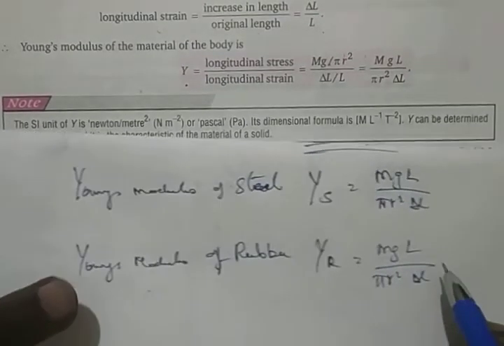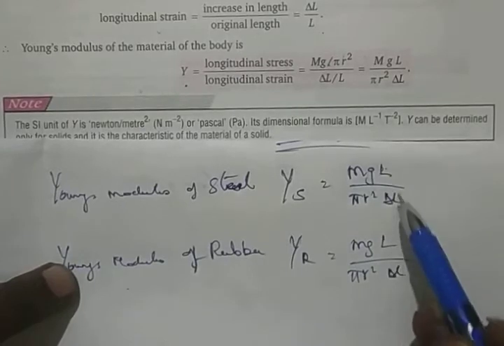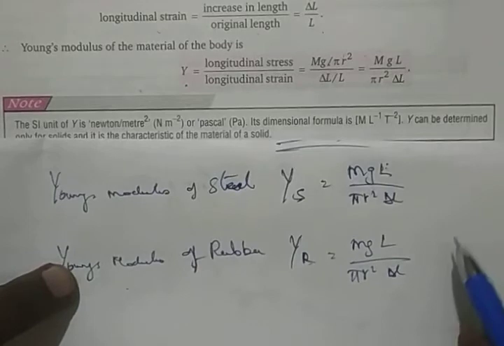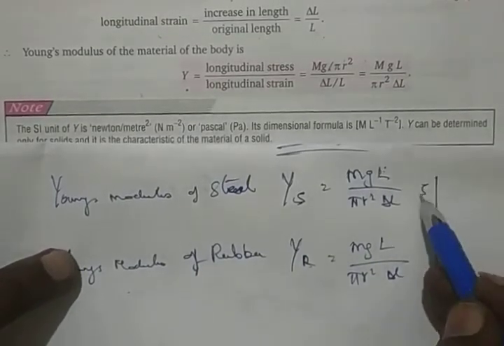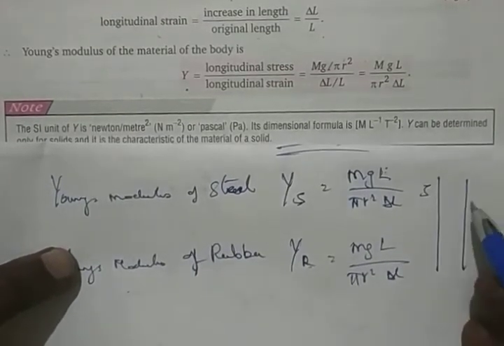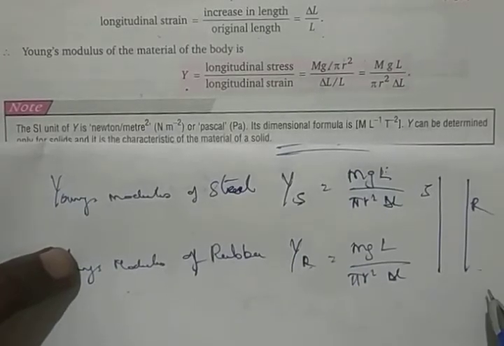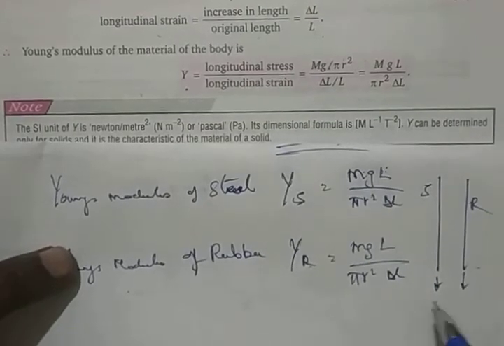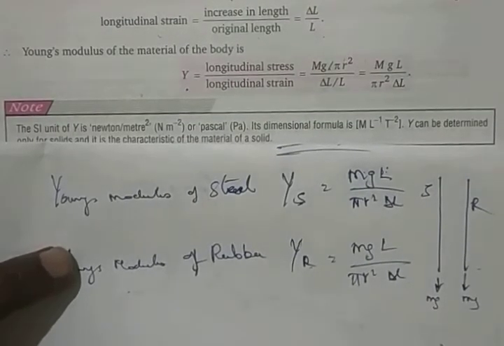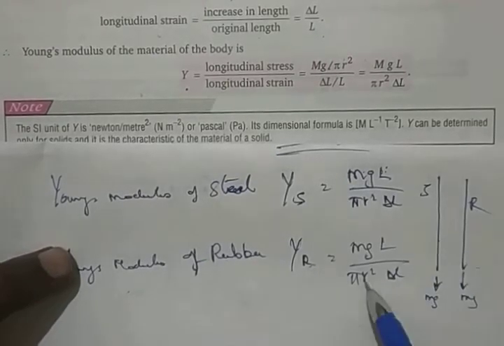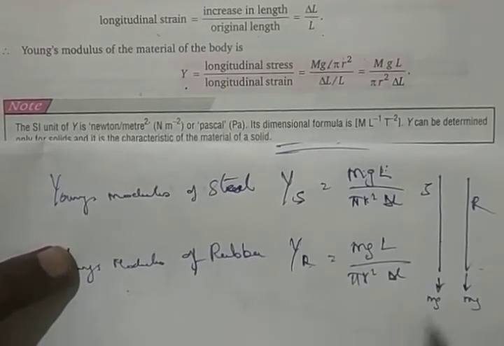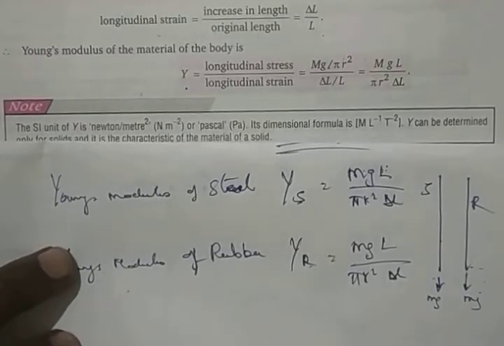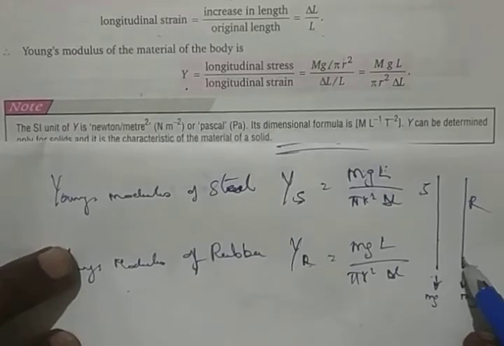Now look at this one. Let us consider two wires, one is steel and the next one is rubber. Same length, same force mg on both of them, and same area of cross section, pi r square is the same. Now as soon as you start putting a weight, which will extend more? Do you know which will extend more? Rubber will automatically extend more.